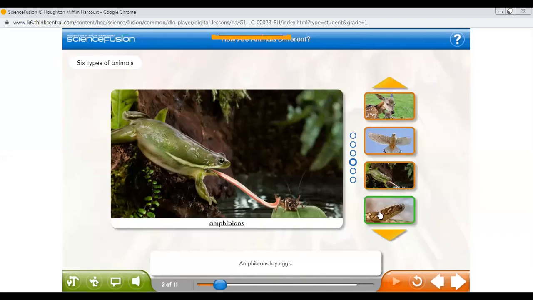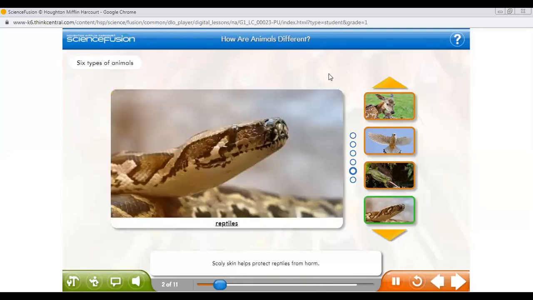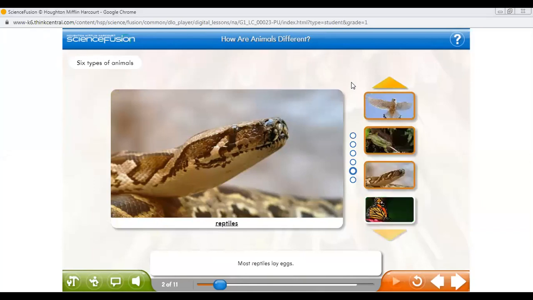Now let's see one more group of animals. Scaly skin helps protect reptiles from harm. Some reptiles move around on legs, but snakes slither along the ground. Most reptiles lay eggs. So now the body of a reptile. Let's see how the body of a snake is. Now look at the body of the snake. It is the same as the fish. It is a scale body.